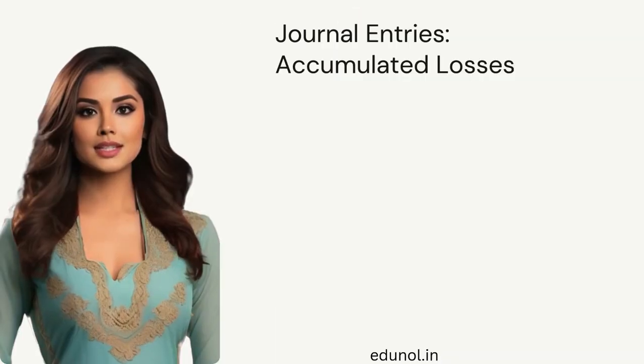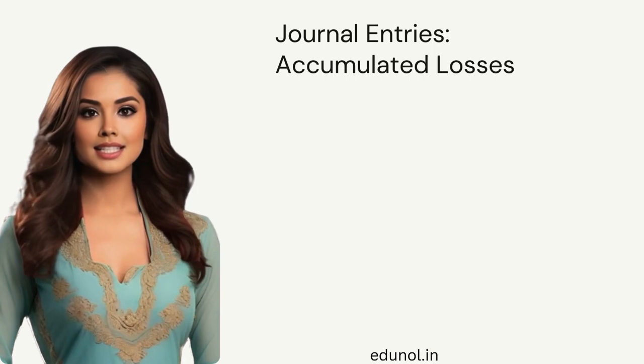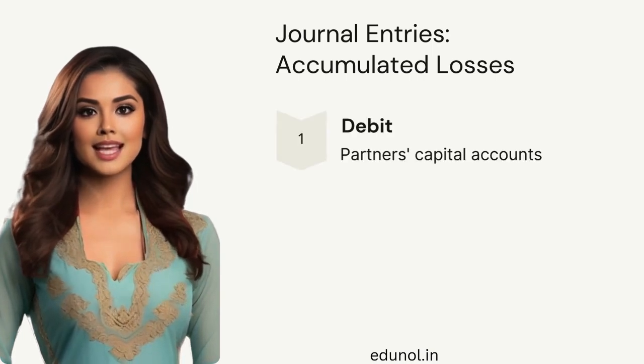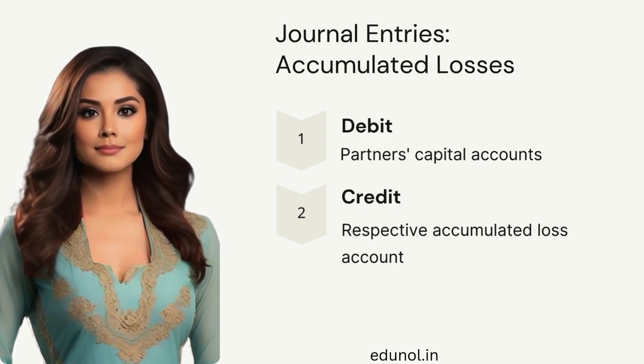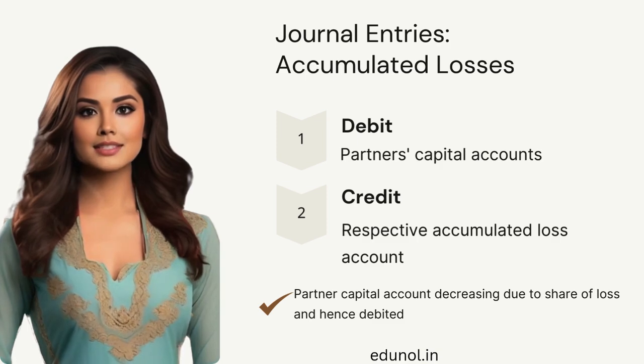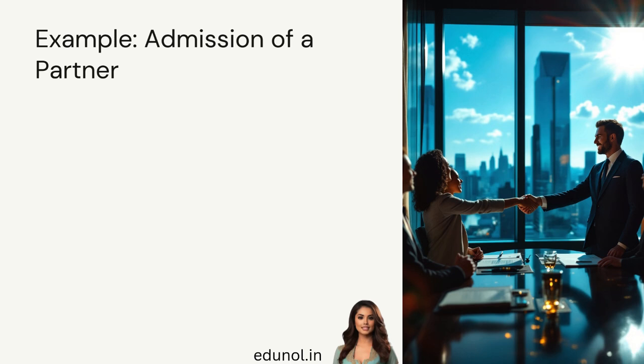The journal entry for distribution of accumulated losses will be partner capital account debit and respective accumulated loss account credit. Partner capital account is decreasing due to share of loss and hence debited. Let's take an example question of admission of a partner to understand this better.